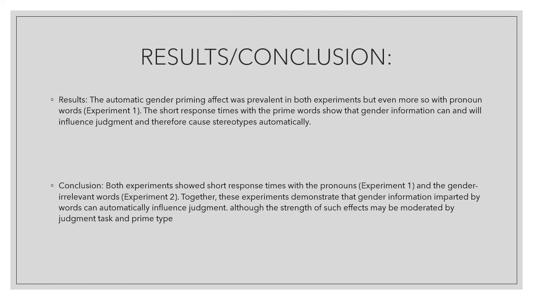The short response times with the prime words show that gender information can and will influence judgment and therefore cause stereotypes automatically. Both experiments showed short response times with pronouns and with the gender irrelevant, gender nonspecific words. Both showed that when gender information is imparted on someone, it can automatically influence judgment. Although the strength of such effects may be moderated by judgment task and prime type, it occurs in both experiments, but more primarily when a pronoun is used.